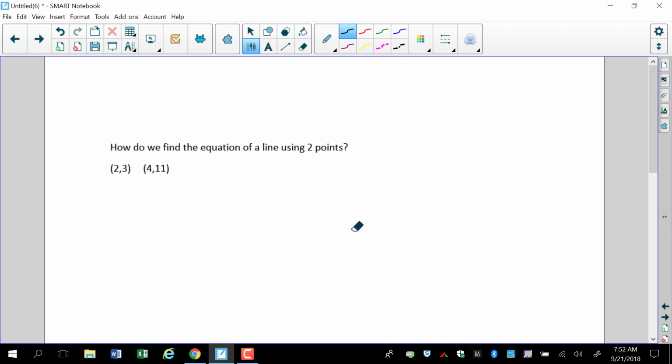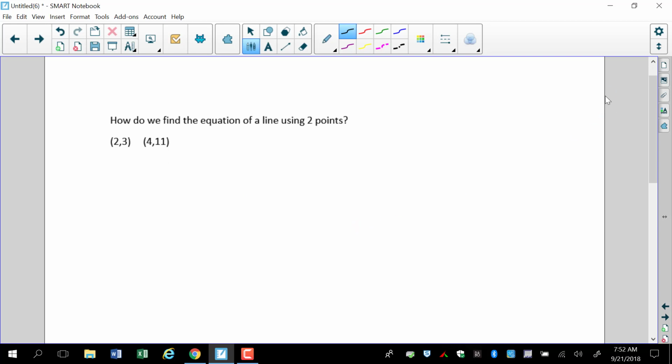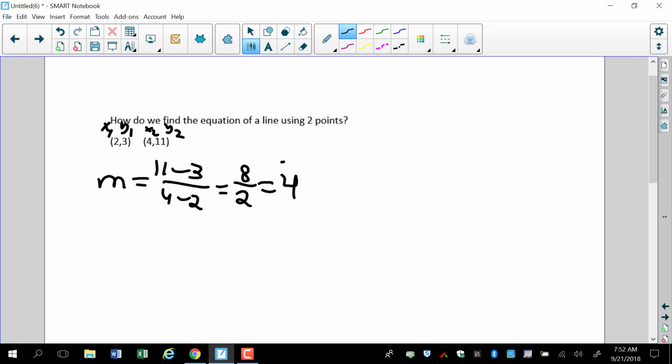Now, if you flip the page over, what are we going to do if we just have points? So now we don't have a graph. One thing you can do if you like is make a graph, sketch it, and do exactly what we just did. I'm going to show another way. We need to find the slope, so let's use the formula y2 minus y1 over x2 minus x1. So 11 minus 3 over 4 minus 2 is 8 over 2, which we can just write as 4.